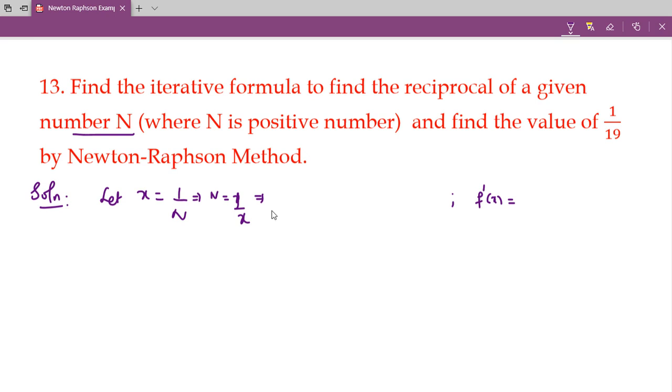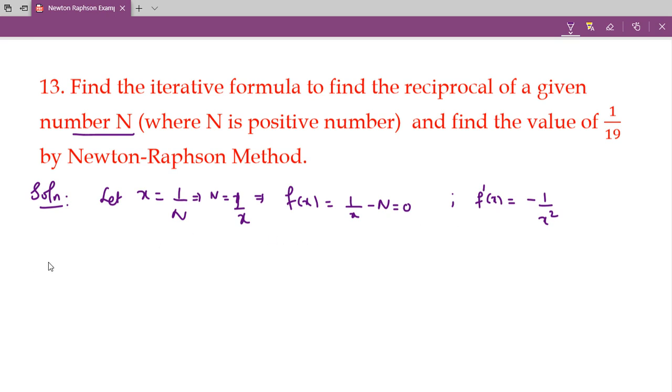So n is equal to 1 by x. This implies f of x is equal to 1 by x minus n, which is equal to 0. So instead of taking x is equal to 1 by n, we have taken n is equal to 1 by x. Then we get f of x is equal to 1 by x minus n is equal to 0. When you differentiate this, it is going to be minus 1 by x square. That is, 1 by x differentiation is minus 1 by x square.